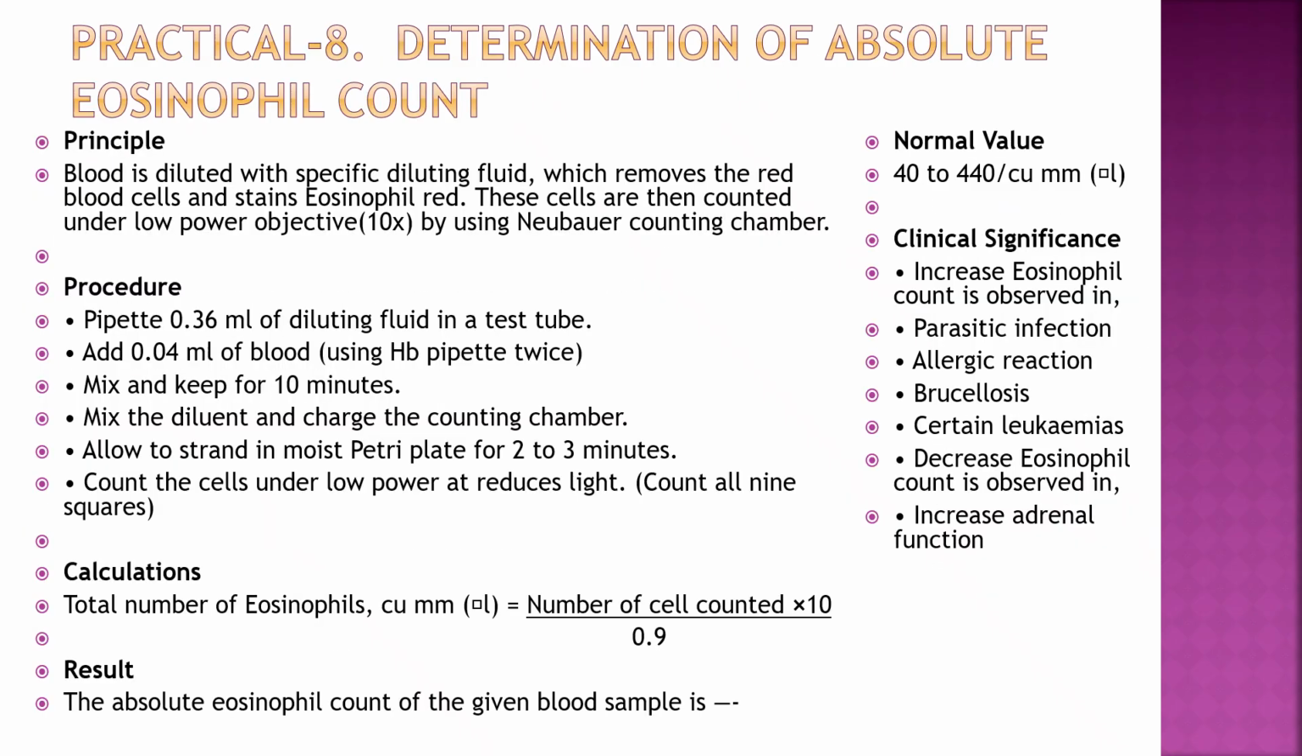Determination of absolute eosinophil count. In that you have to take 0.36 ml, that is 360 microliter, of eosinophil diluting fluid in the test tube, and 0.04 ml, that is 40 microliter, of the blood, that is twice the HB pipette. Keep it for 10 minutes and then load the chamber, and then count the eosinophils in all 9 squares, and the formula is total number of eosinophils is equal to number of cells counted into 10 divided by 0.9. So the factor comes to 10. The normal value is 40 to 440 cells per cubic millimeter, and it is increased mostly in parasitic and allergic infection.